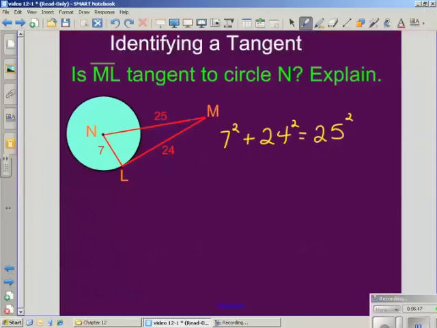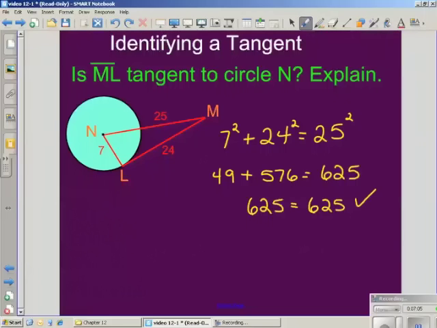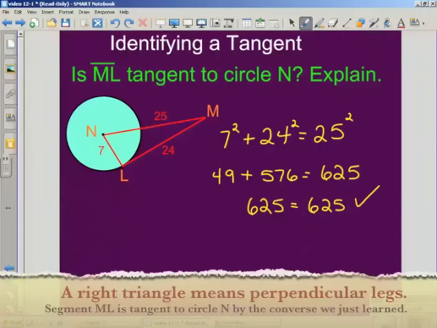We'll substitute, so 7 squared is 49, 24 squared is 576, and 25 squared is 625. 49 plus 576 is 625. 625 is equal to 625, so we can determine that triangle NLM is in fact a right triangle.